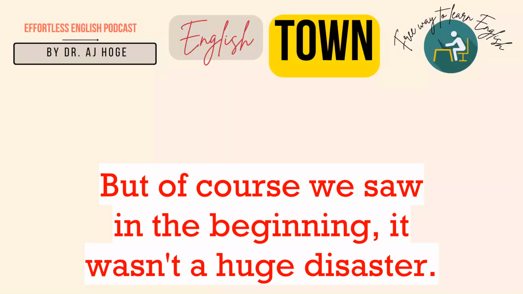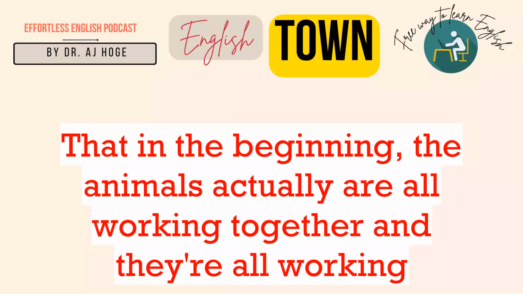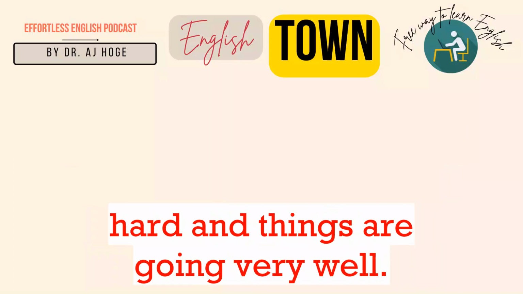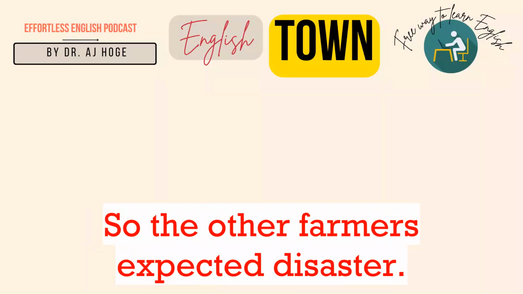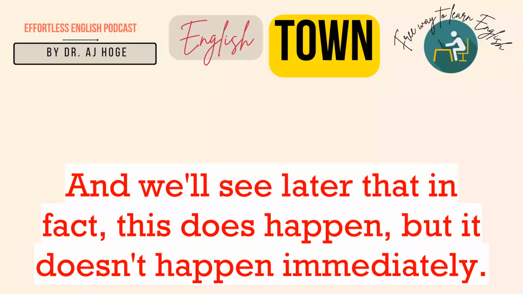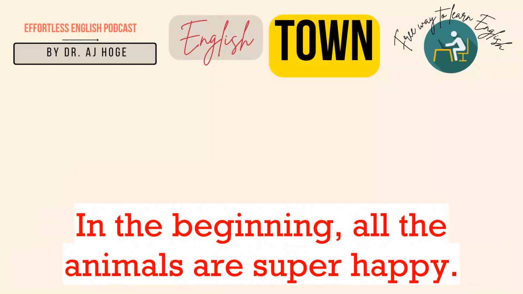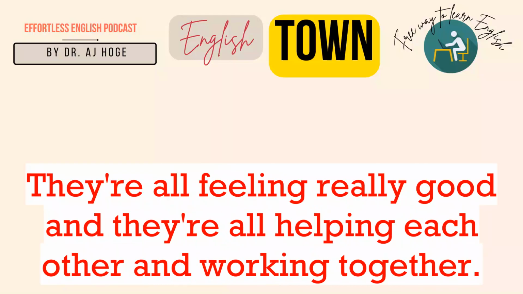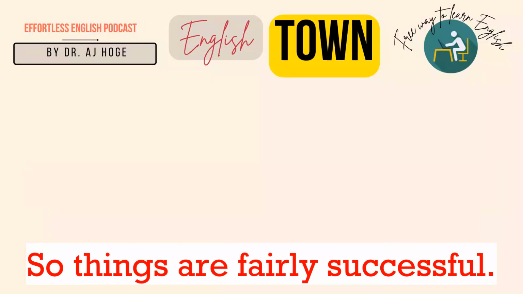But of course, we saw in the beginning, it wasn't a huge disaster. In the beginning, the animals actually are all working together, and they're all working hard, and things are going very well. So the other farmers expect a disaster. They expect the animals to fail. And we'll see later that, in fact, this does happen, but it doesn't happen immediately, right? There's a delay. In the beginning, all the animals are super happy. They're happy about their rebellion. They're all feeling really good, and they're all helping each other and working together. So things are fairly successful.